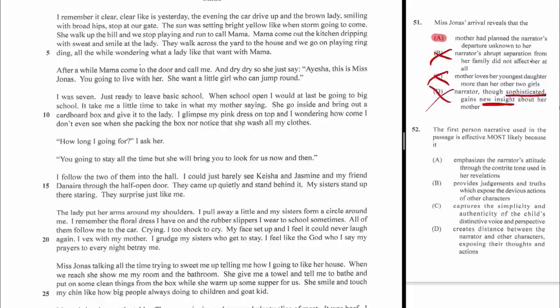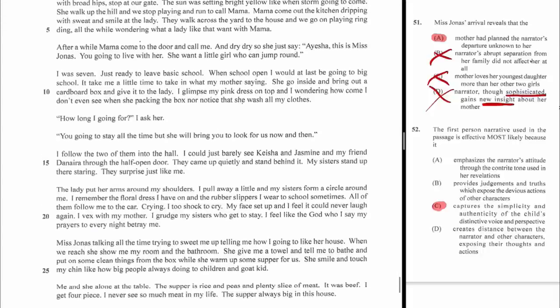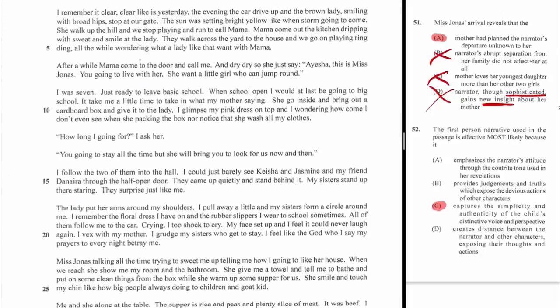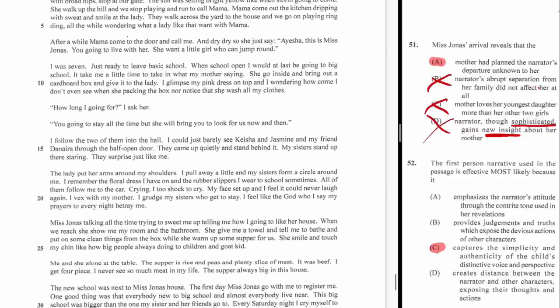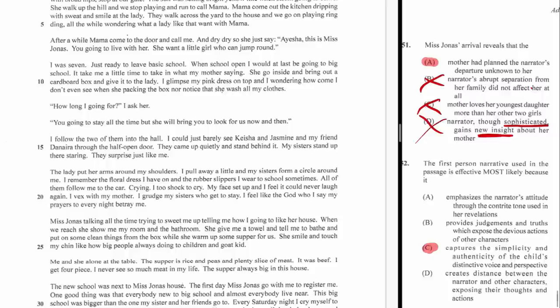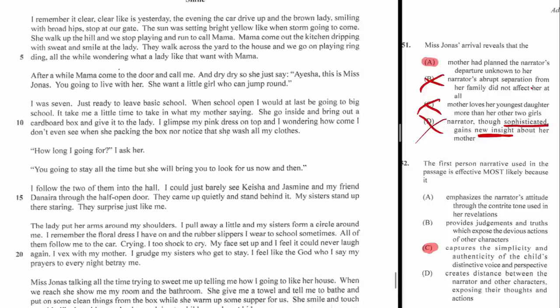The first person narrative used in the passage is effective most likely because it C, captures the simplicity and authenticity of the child's distinctive voice and perspective. We see a lot of language used throughout that really gives us the point of view of a young child, somewhat naive, somewhat inexperienced, somewhat wondering, somewhat confused. Reading through the story, we can see that there is no pretense, no fancy language, just a child being a child, thinking and speaking as a child.